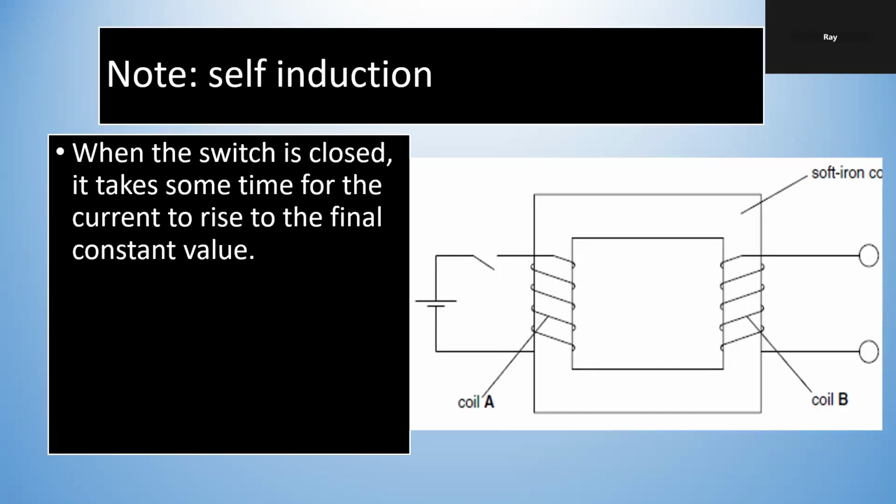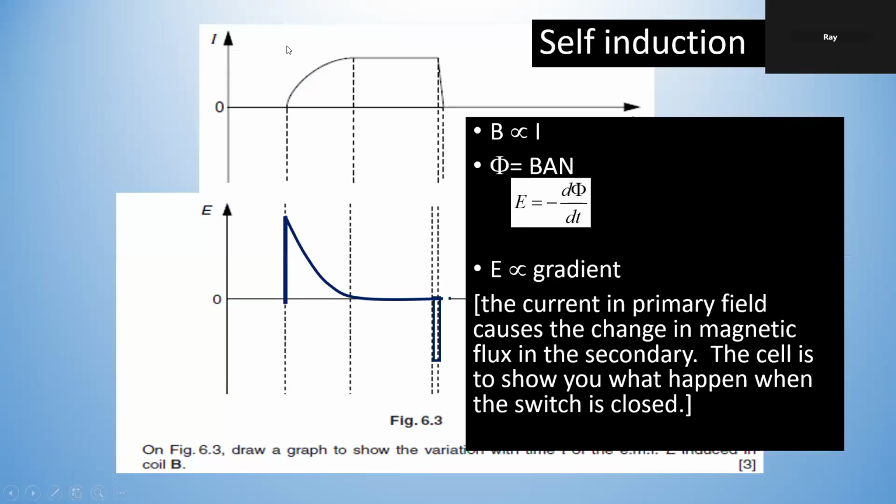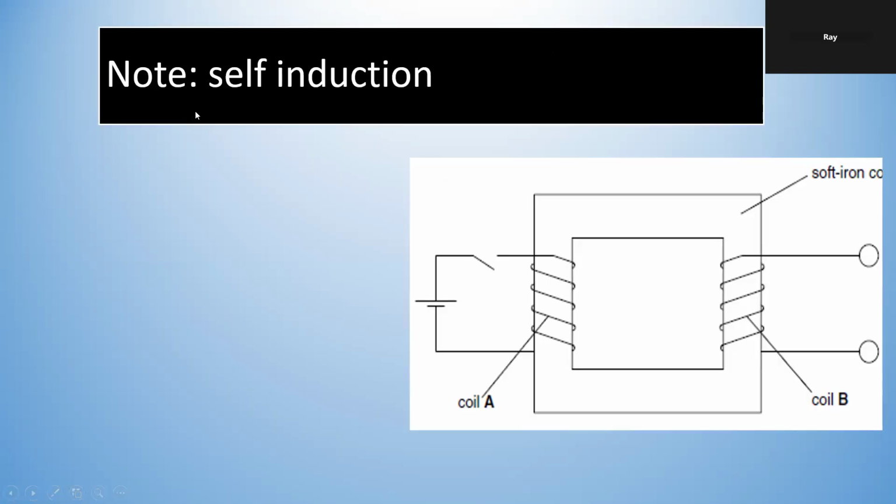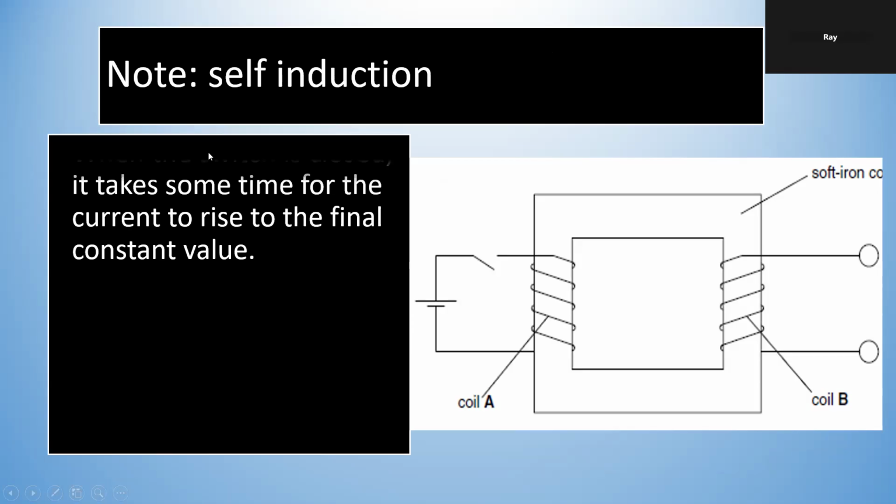When the switch is closed, it takes some time for the current to rise to the final constant value. This is for your info. That's why it has a shape this way. It takes time for the current to rise, like a capacitor. This one is not in the syllabus, but anyway, for your info.